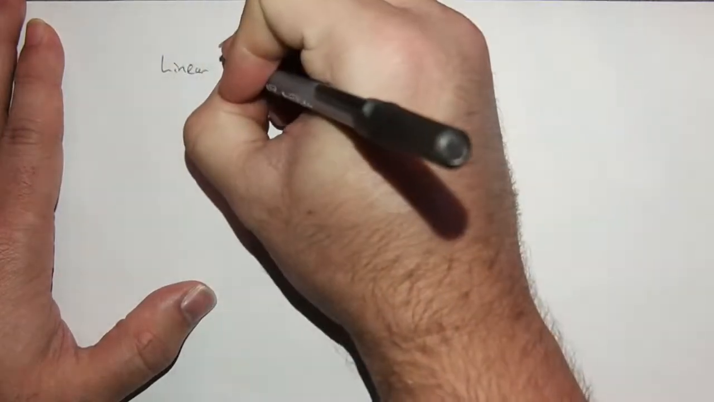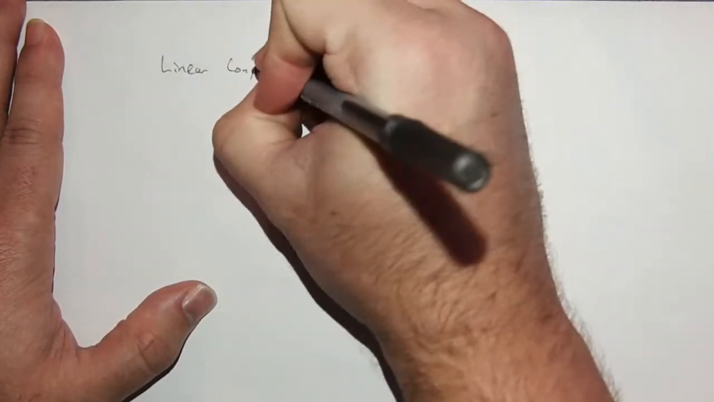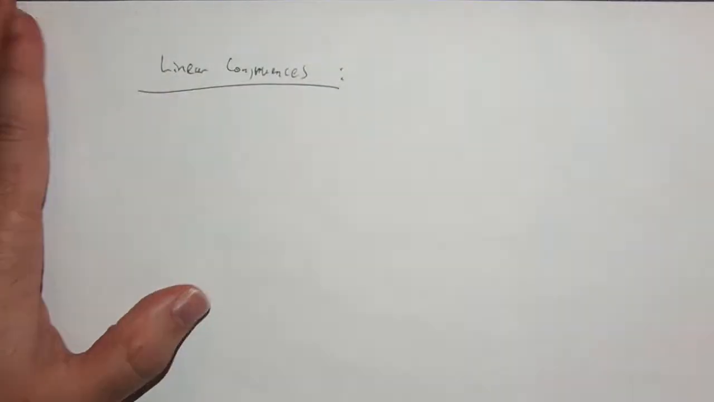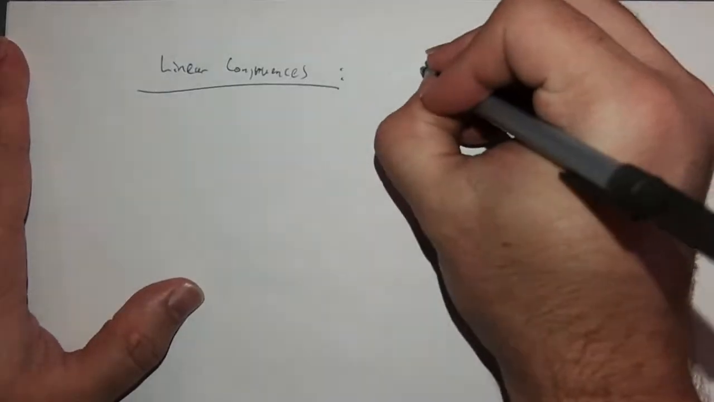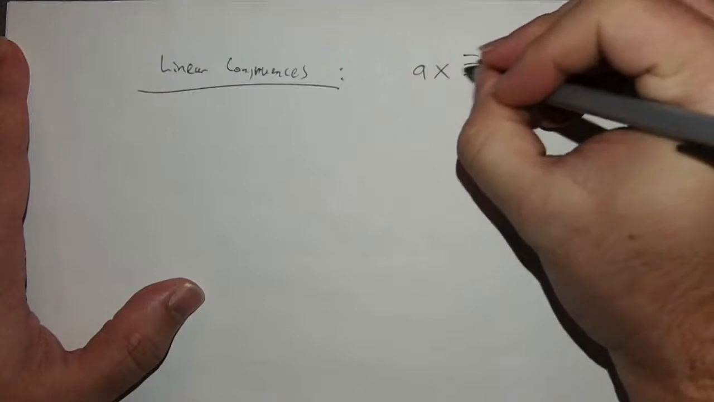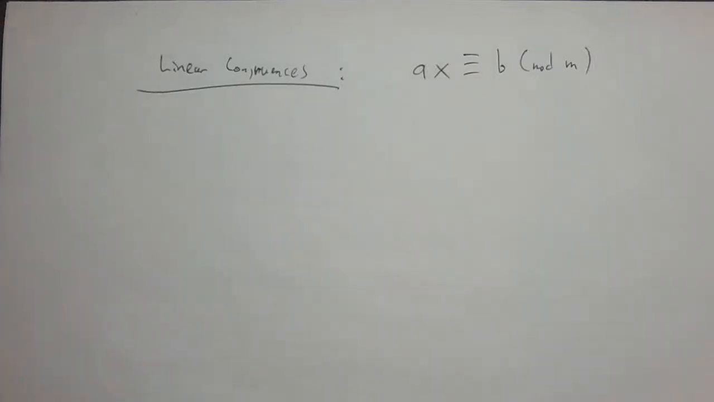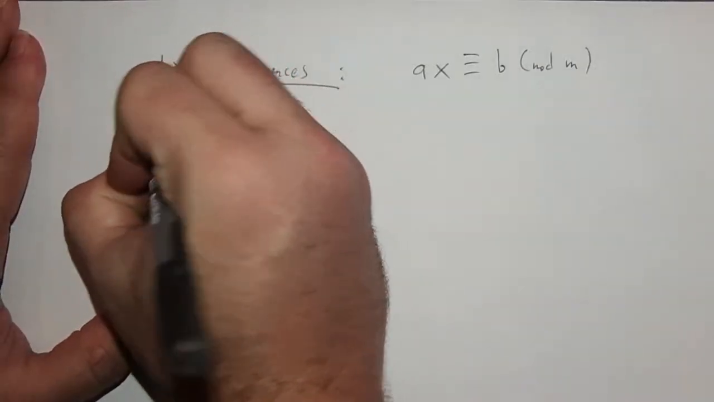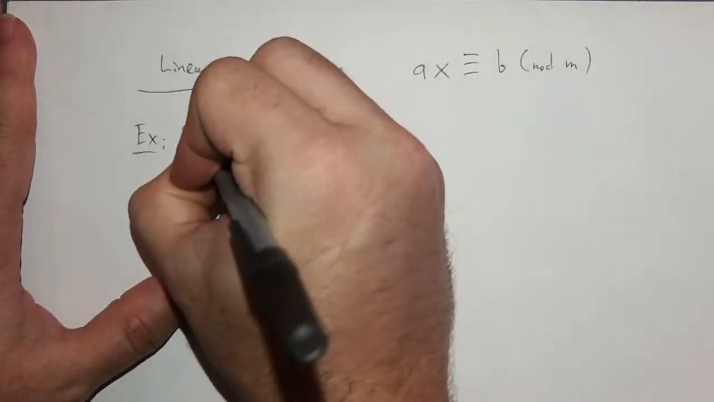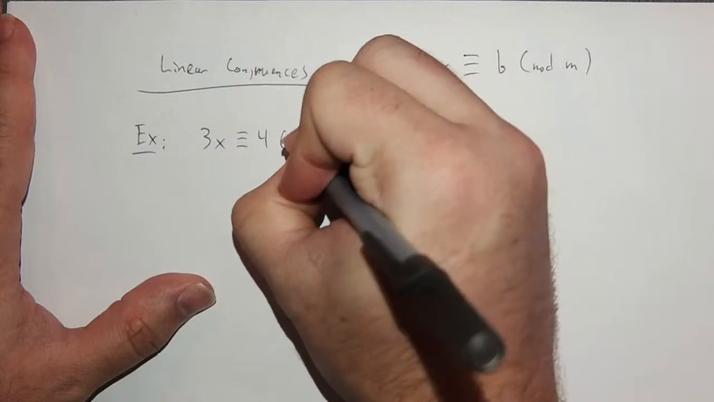So the first is talking about linear congruences. And we're going to see how these are related to linear Diophantine equations that we dealt with in chapter 3. Okay. So what is the idea? What do I mean when I say linear congruences? I mean I want to solve the congruence AX is congruent to B mod M, where A, B, and M are given, and X is the thing that I'm solving for, right? So some examples, say 3X is congruent to 4 mod 7.